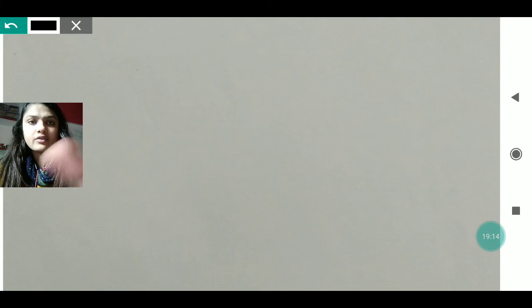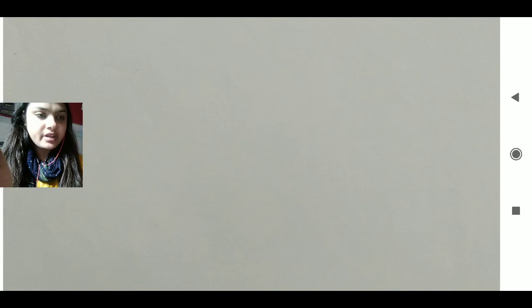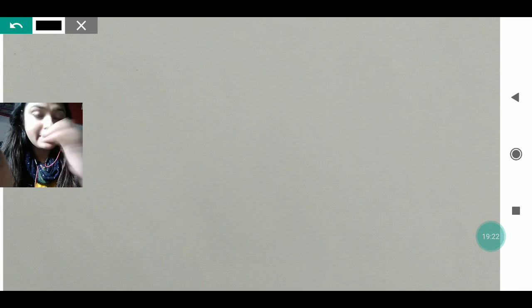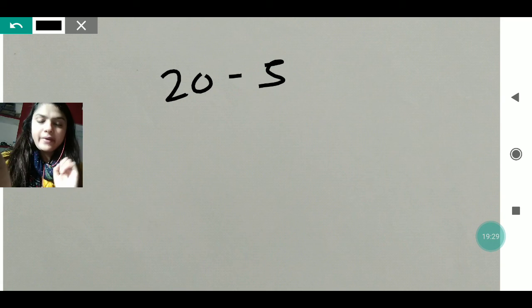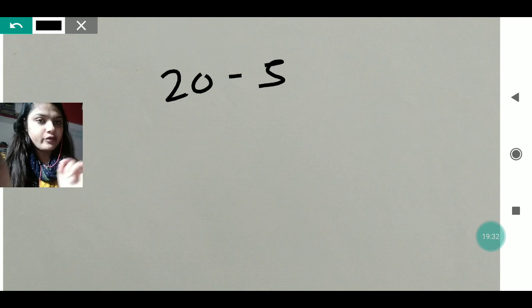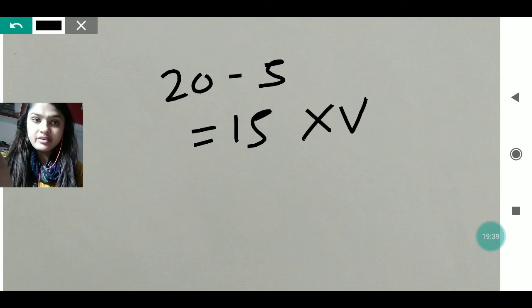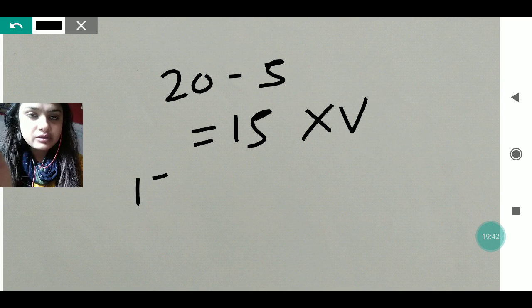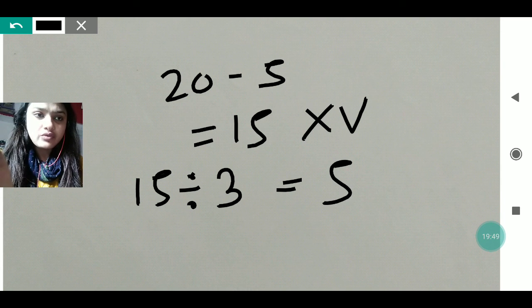So this kind of question you can also get. Sometimes you can get questions like this. Suppose it is written 20 minus 5. You have to subtract first and then write the answer in Roman. So 20 minus 5 will be 15, and the value of 15 we have to write like this. You can get it like this also: 15 divided by 3, so you will get 5, and this you will write in Roman.